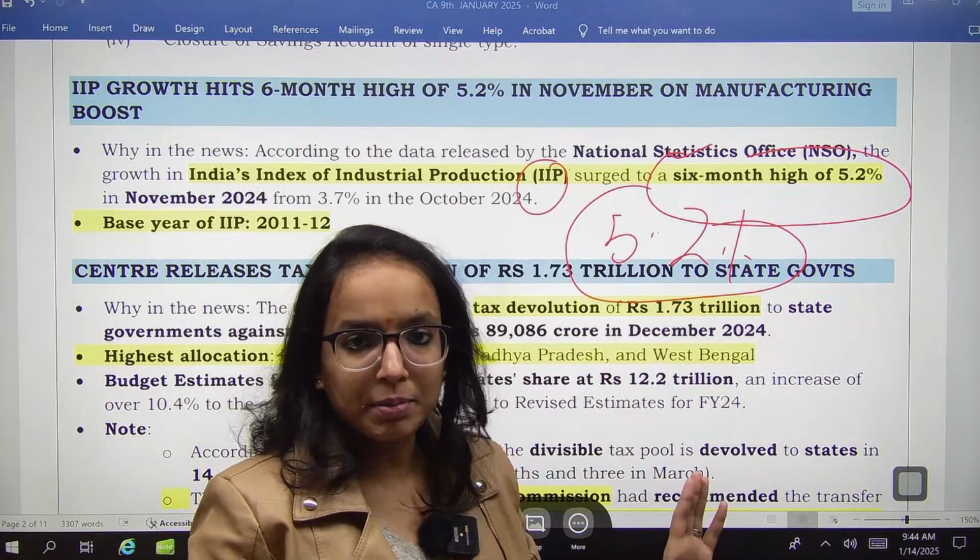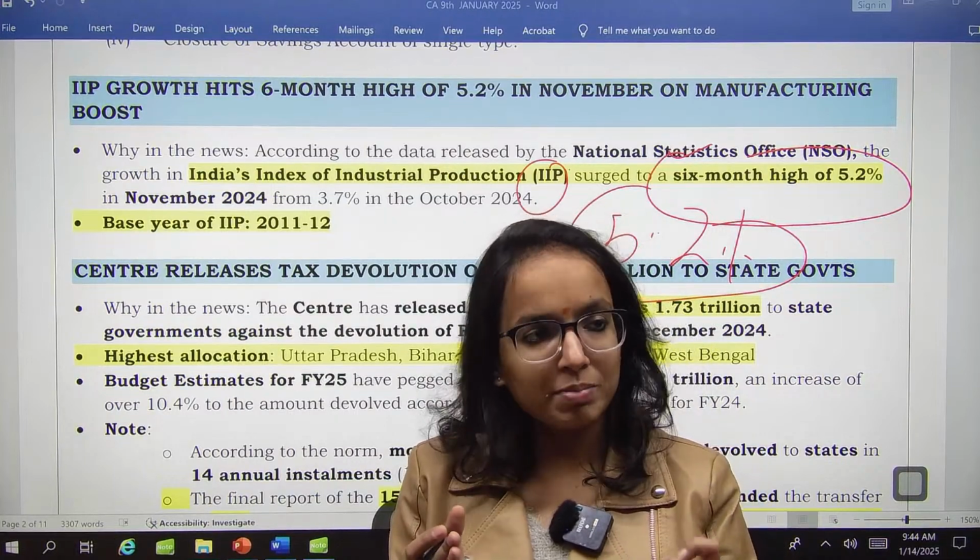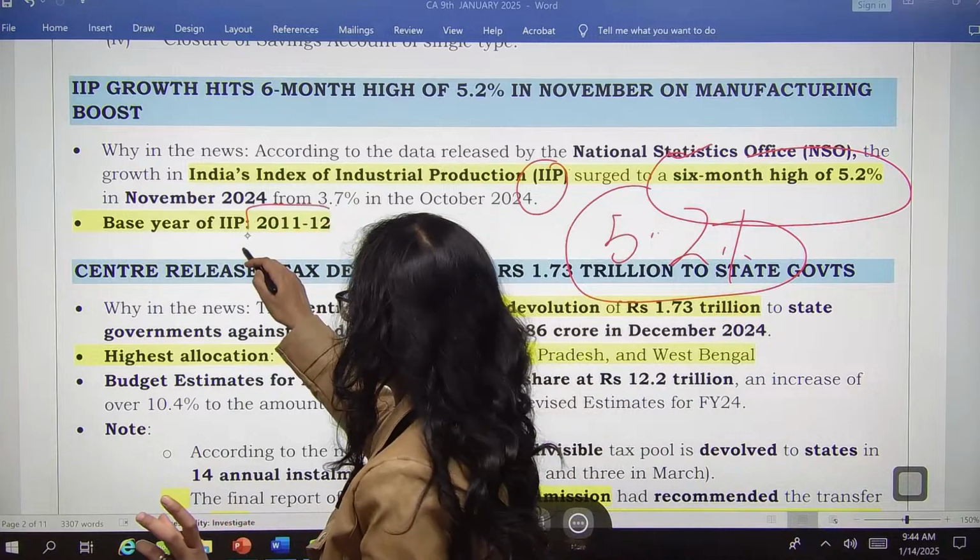5.2% it is at present. And also remember these indexes, their base year should be at your tongue. So the base year for IIP presently is 2011-12.